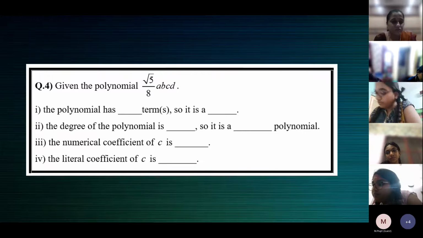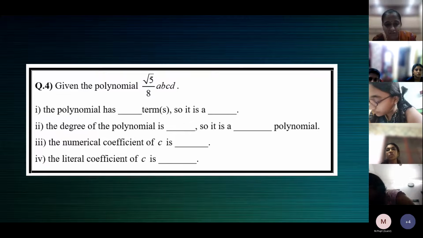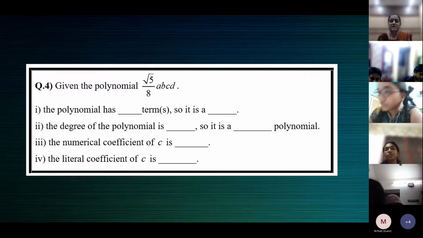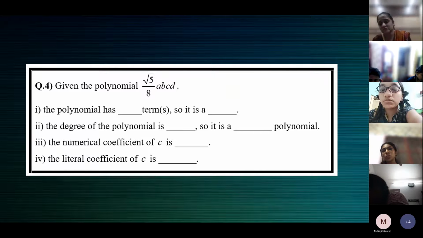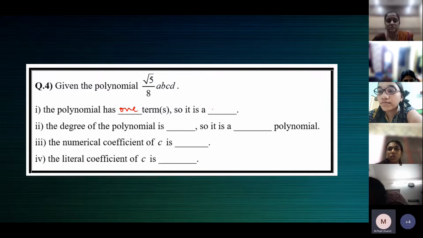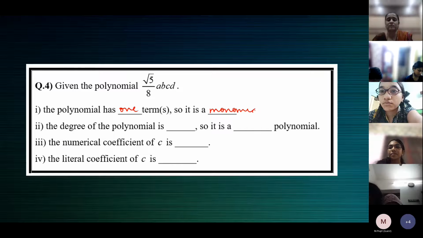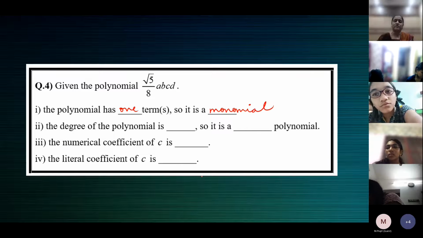What's the answer for the first one? The polynomial has dash terms, so it is a dash. One term. The polynomial has one term, so it is a monomial. Because it has only one term. Based on the number of terms, it's called a monomial.